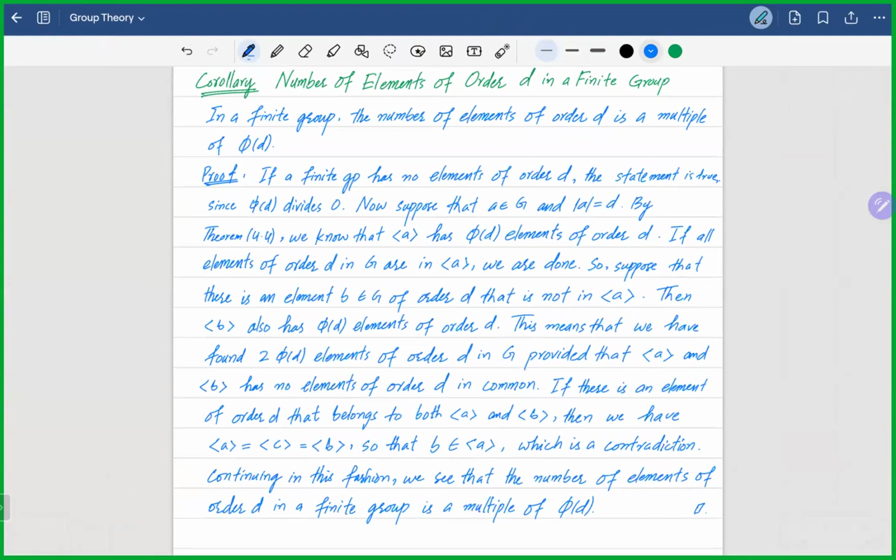So on its face, the value of Theorem 4.4 and its corollary seems limited for large values of n, because it is tedious to determine the number of positive integers less than or equal to n and relatively prime to n by examining them one by one. However, the following properties of the phi function make computing phi of n simple.